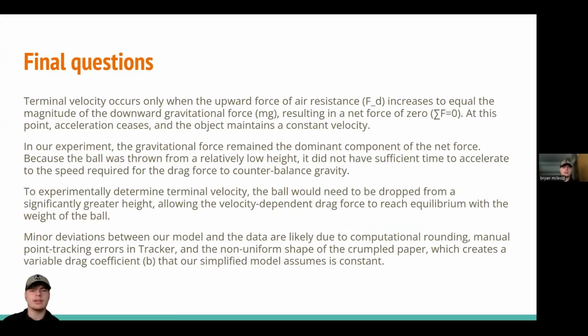Final questions. Terminal velocity occurs only when the upward force of air resistance increases to equal the magnitude of the downward gravitational force, resulting in a net force equaling 0. So the sum of net forces equals 0. At this point, acceleration ceases and the object maintains a constant velocity.